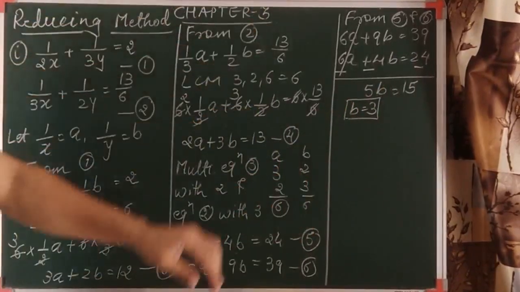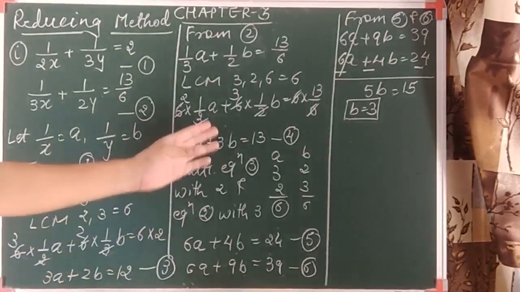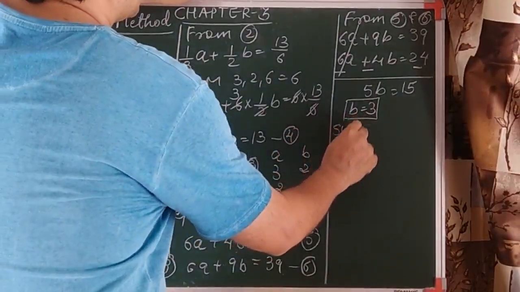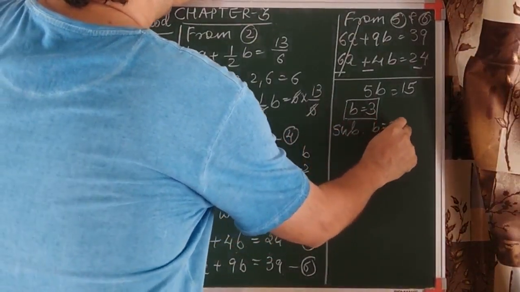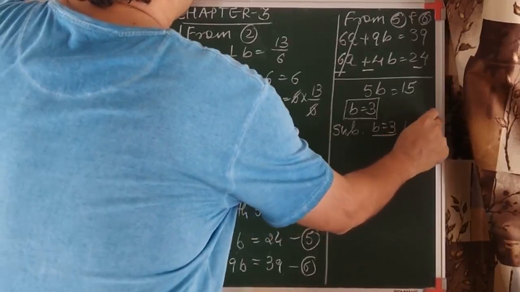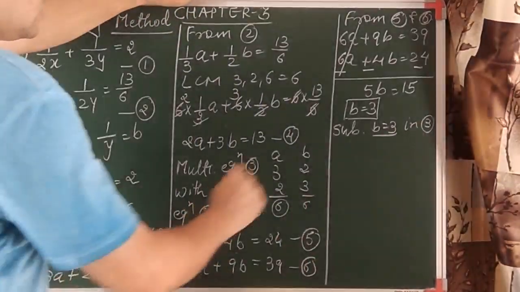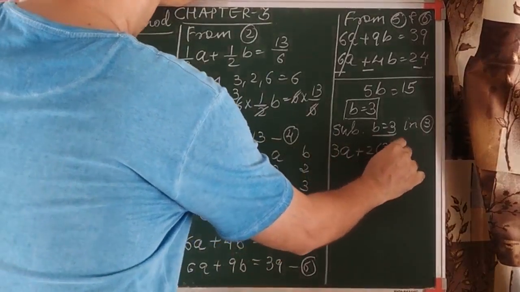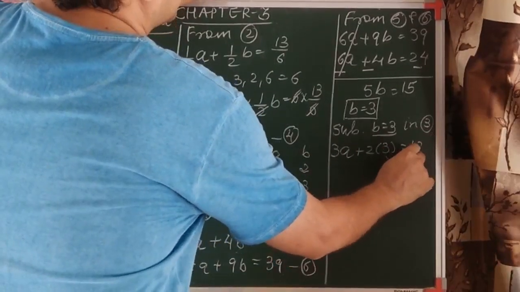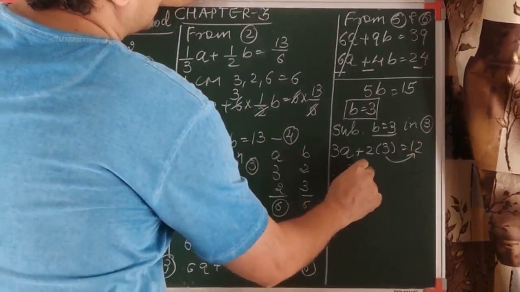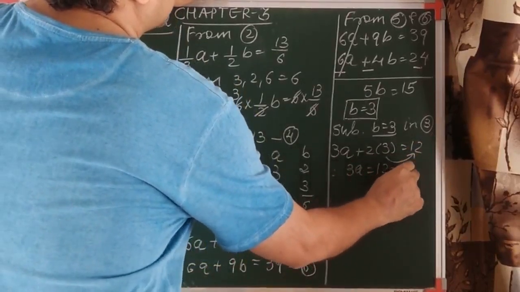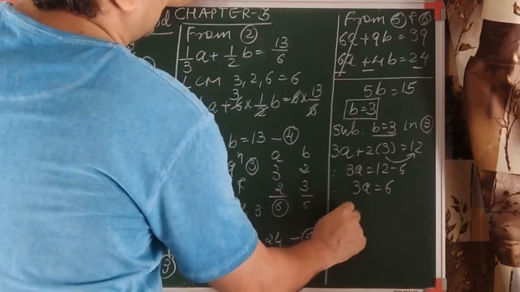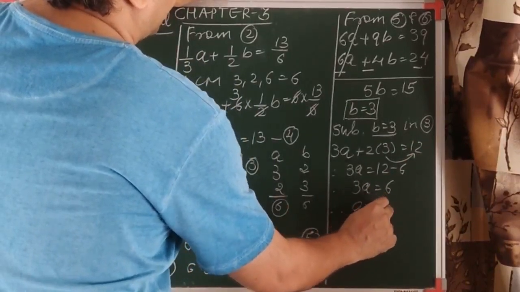Let us substitute this value in any of the equations. Substitute b in equation 3; you can substitute anywhere. So it is 3a plus 2 into b is equal to 12. I'll take this to the right hand side. So 3a is equal to 12 minus 6. So 3a is equal to 6. So the value of a we obtain is 2.